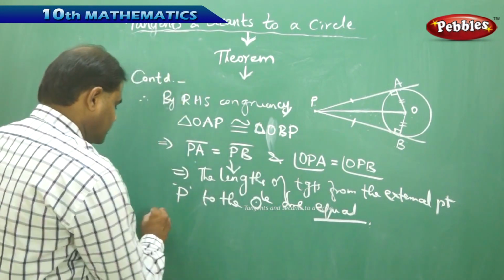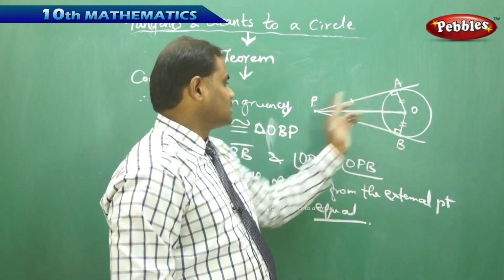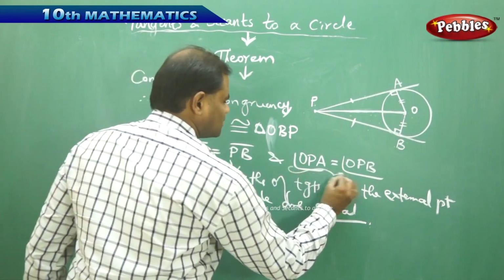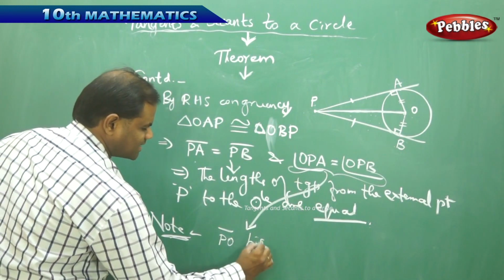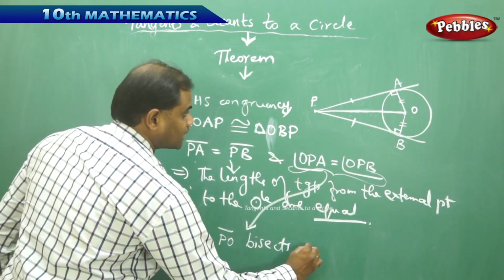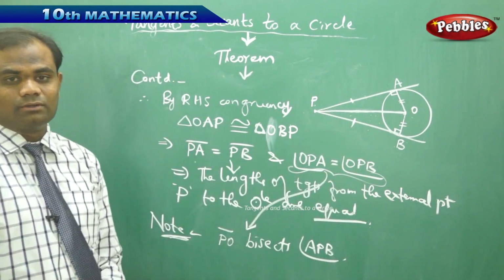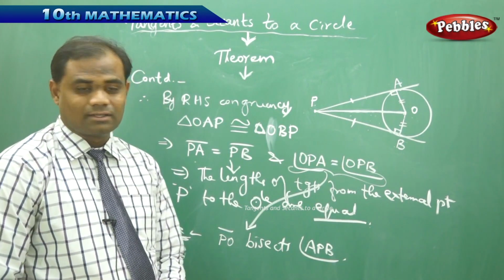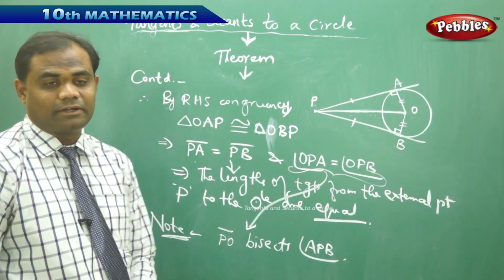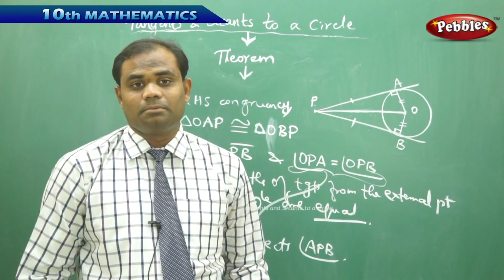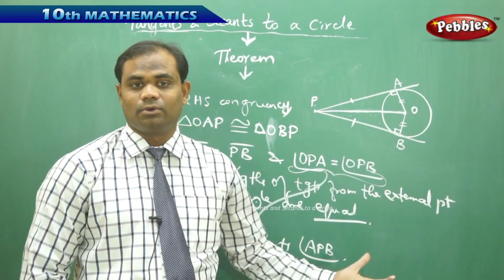Also to note, there's a property we identify that PO bisects angle APB. Because of this property, we also get from the congruency that the line segment PO bisects angle APB. So angular bisector, what we call. So PO is the angular bisector of angle APB, which is also identified from the congruency, from the geometrical part of understanding each of the properties of congruency. Hence proved.